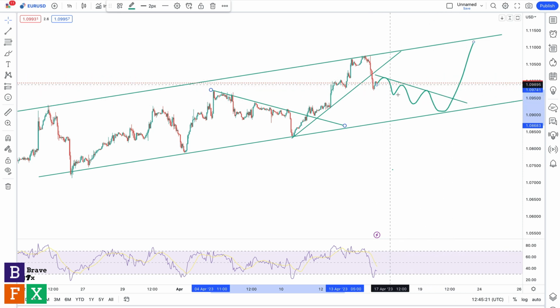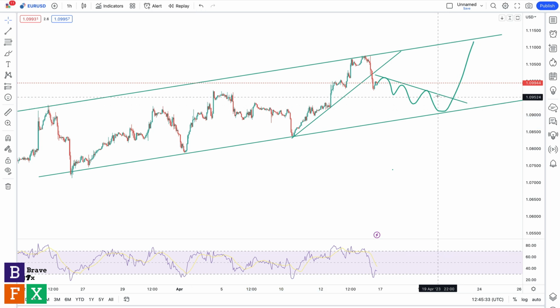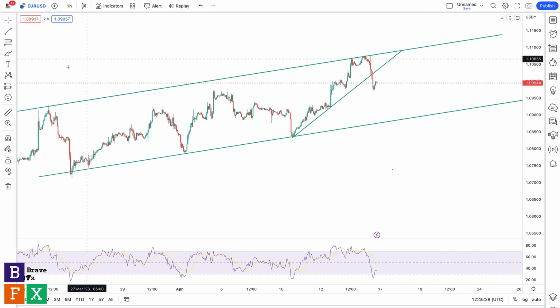So it doesn't really have to happen in this format, right? But this is just an example to show you what I'll be watching out for to go long on EUR-USD. So if we trade within the channel and this happens, then I'm going to go long. But before then, I'm just going to wait for something like this. I'm going to trade what the price is currently giving us, okay?